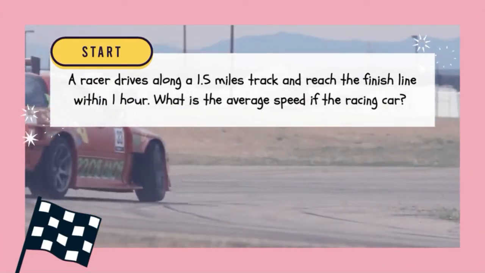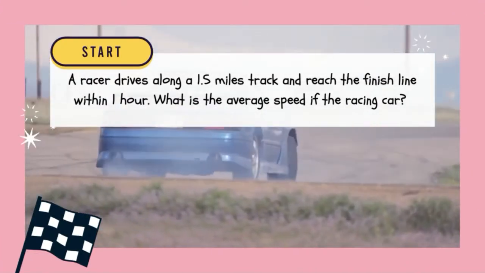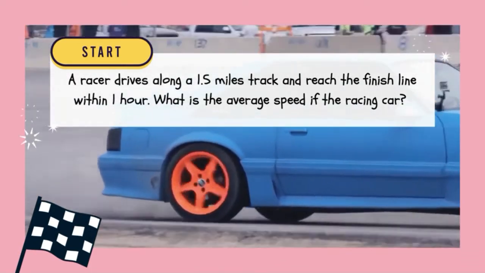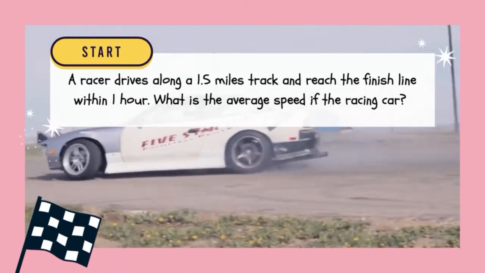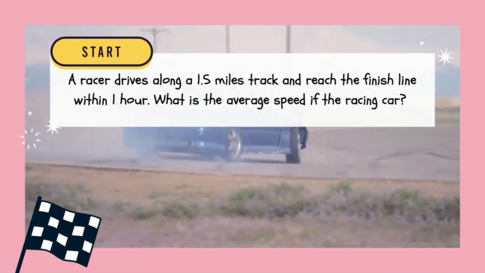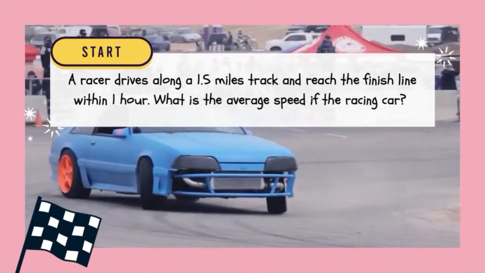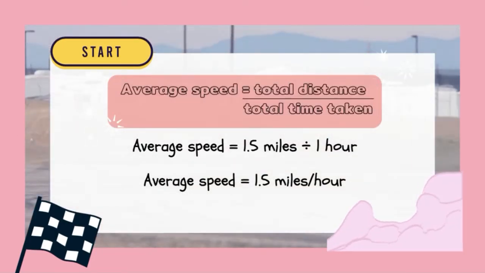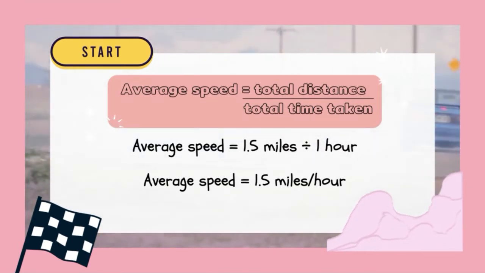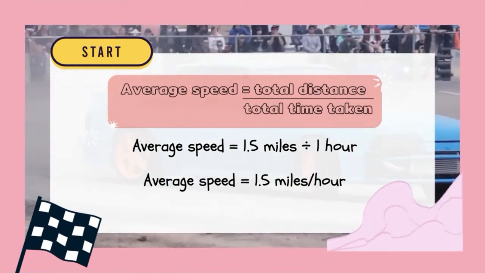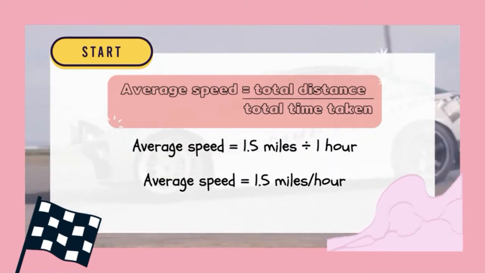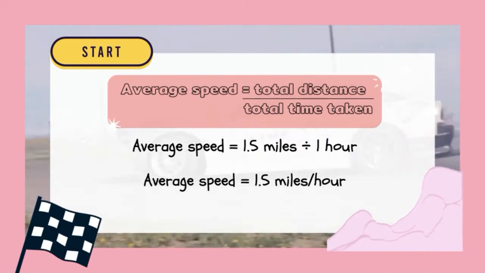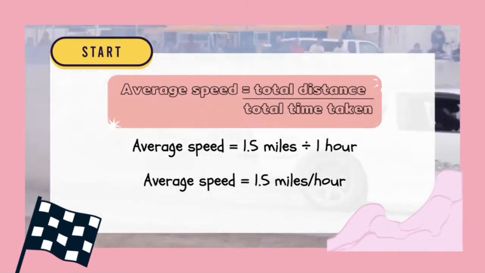Knowing the relationship between them is very useful in real-life situations. For example, you are watching a car race and you want to know how fast the car is going. You can calculate the speed from the given information. A racer drives along a 1.5 miles track and reaches the finish line within an hour. As we know, average speed equals total distance divided by total time taken, so we take the 1.5 miles, which is the distance of the track, and divide it by the time, which is 1 hour. As a result, we know that the car speed is at the rate of 1.5 miles per hour.